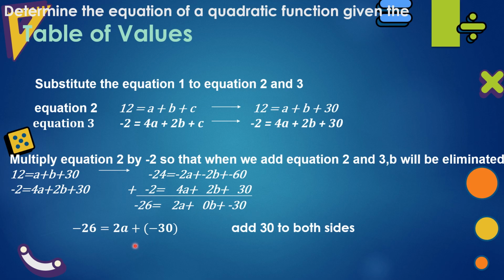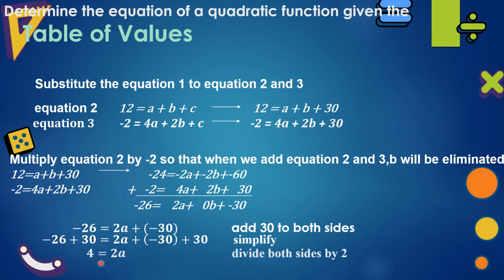Now to solve for a, add 30 to both sides. Negative 26 plus 30 is 4. And negative 30 plus 30 is 0. So we will just have 2a at the right side. Divide both sides by 2. So a is 2.